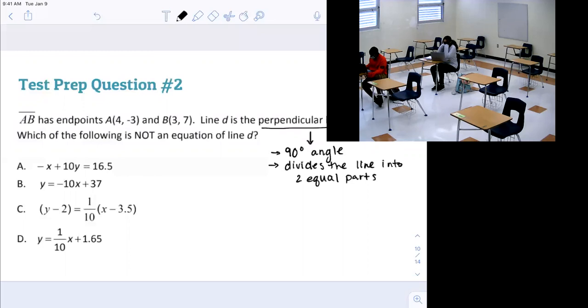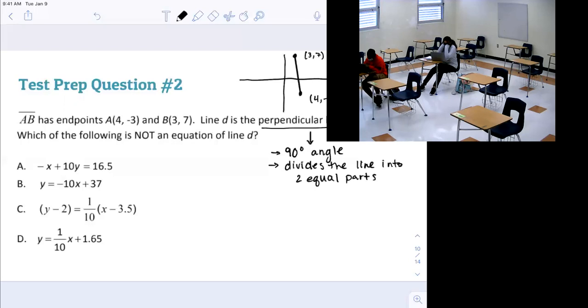So I have these 2 points, right? And I'm going to roughly, very, very roughly graph these. I'm not going to be precise at all, but I know I have 4, -3, so that would be somewhere like here-ish. I'm just visualizing. And I have 3, 7, so that would be somewhere like here-ish. Right, I got these 2 points, and that's my line segment.